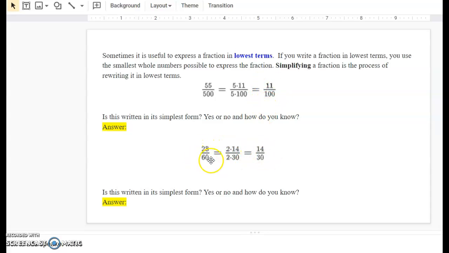Here's another one to do that on, 28 over 60. They found a factor of 2, so they did 28 divided by 2 and 60 divided by 2 to get 14 over 30. Is that written in its simplest form? Yes or no, and how do you know?